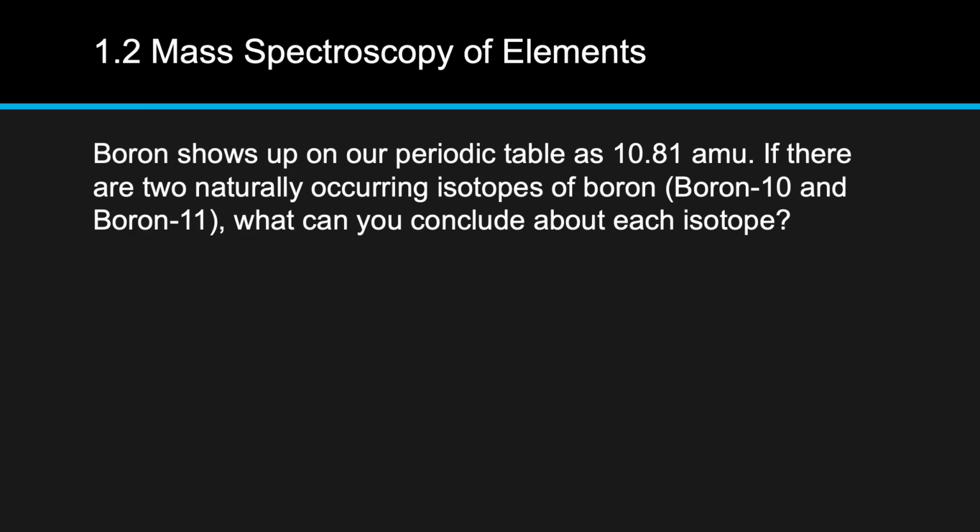Boron shows up on our periodic table as 10.81 AMU or grams per mole. If there are two naturally occurring isotopes of boron, boron-10 and boron-11, what can you conclude about each isotope? Now remember, the elements on the periodic table, when you look at their molar mass, that's going to be a weighted average of all of the isotopes.